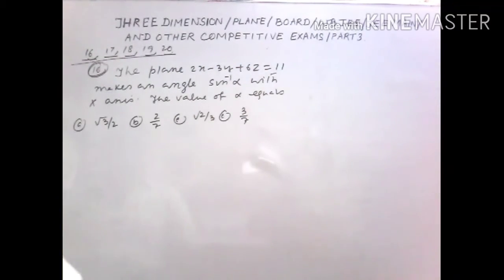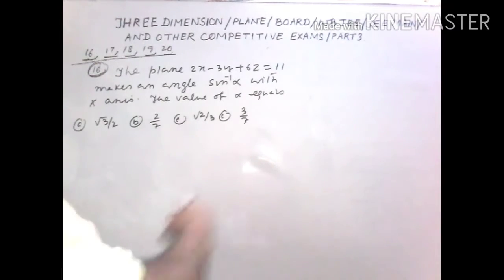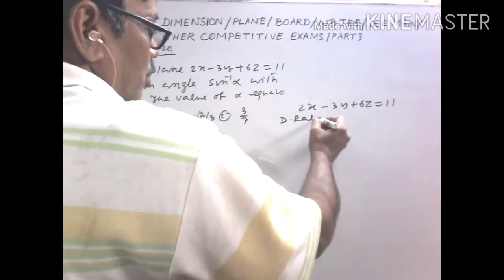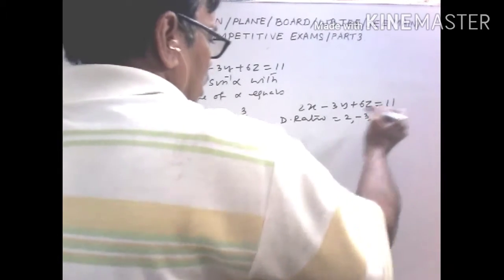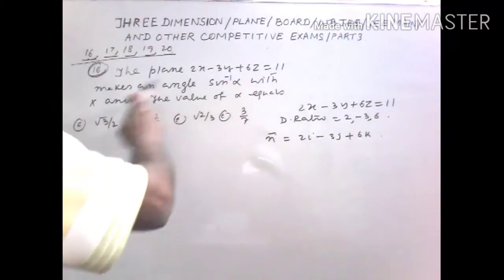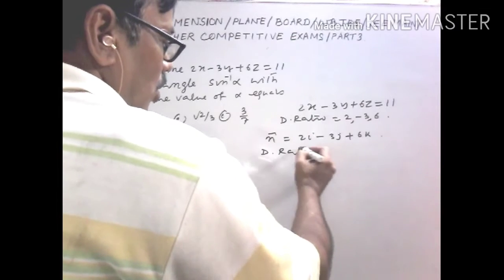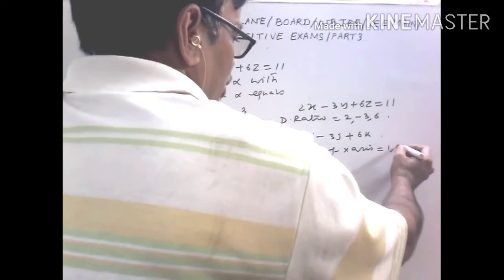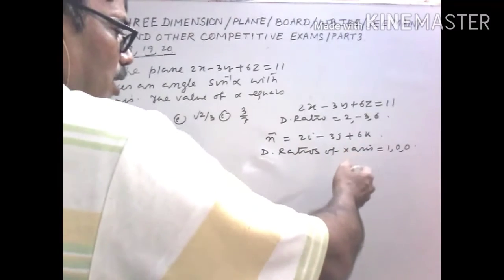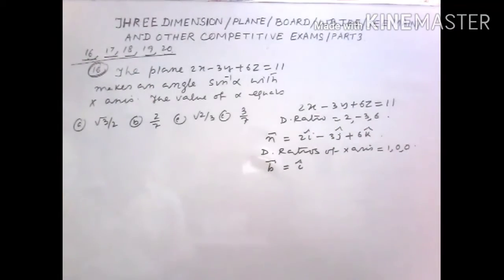The plane 2x minus 3y plus 6z equals 11 makes an angle sin inverse alpha with the x-axis. The value of alpha is given by this. So 2x minus 3y plus 6z equals 11. What are the d ratios? 2, minus 3, 6. So n vector is 2i minus 3j plus 6k. Now it makes an angle sin inverse alpha with the x-axis. The d ratios of the x-axis are 1, 0, 0, the d ratios of the line, that is b vector, equals only i cap.